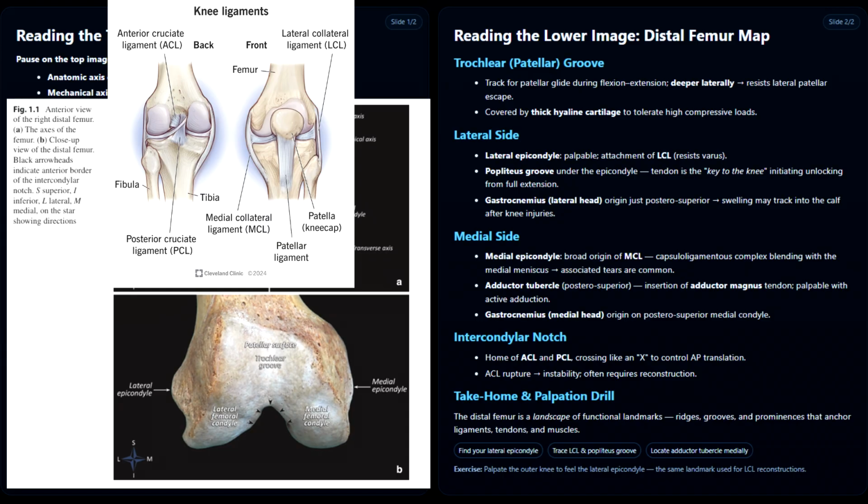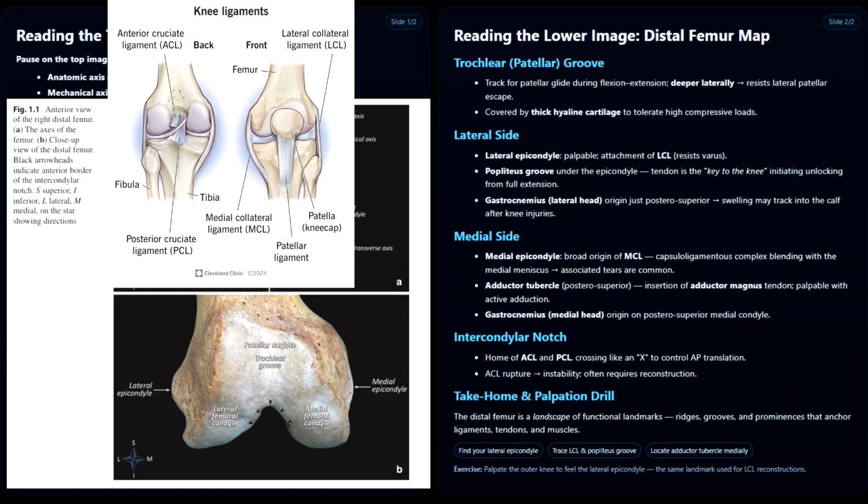Just superior and posterior to the medial epicondyle, we find the adductor tubercle, the anchoring point for the adductor magnus tendon. If you palpate your inner knee while contracting your thigh, you may feel this region tighten. And just as on the lateral side, the medial head of the gastrocnemius arises from the posterior superior aspect of the medial condyle. Now, between these two condyles lies the intercondylar notch.